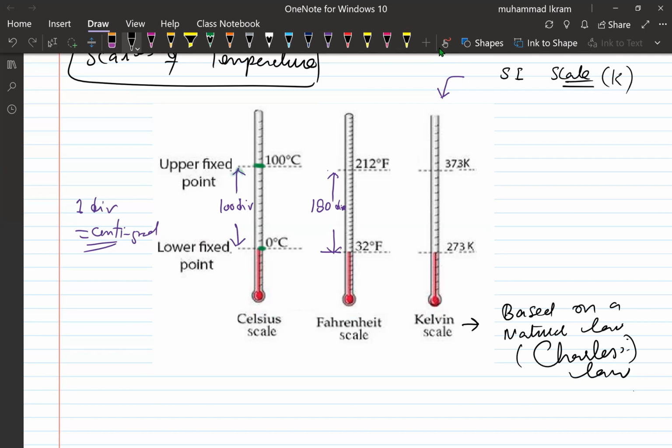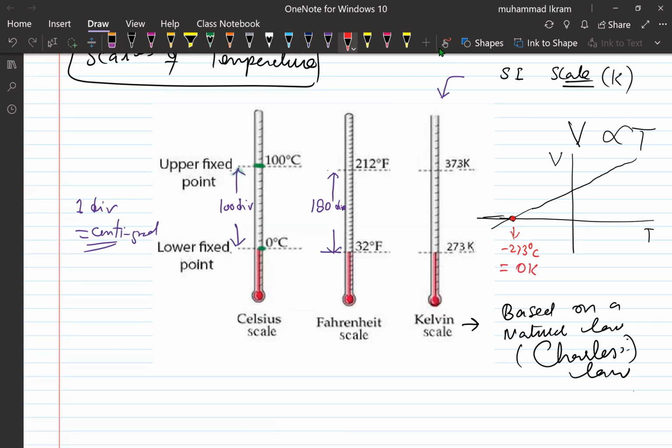Charles law tells you that an increase in temperature increases volume, and a decrease in temperature decreases volume. So when we plot the graph between volume and temperature and decrease the temperature of a substance, the volume decreases until, at a certain temperature, we call that temperature minus 273 degrees centigrade. We call this temperature 0 Kelvin, or the absolute temperature. I will explain Charles law.